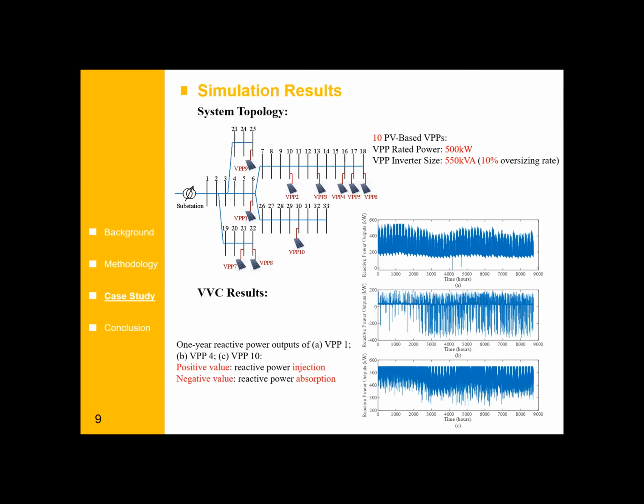The picture on the right-hand side gives the one-year reactive power outputs of VPP1, VPP4, and VPP10. We can see that VPP1 and VPP10 keep injecting reactive power the whole year. And VPP4 tends to absorb reactive power during the May-day peak generation hours.